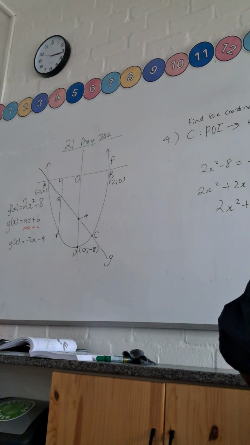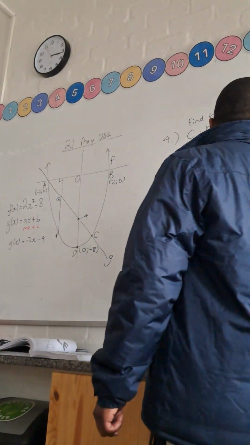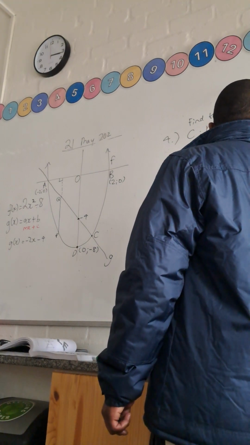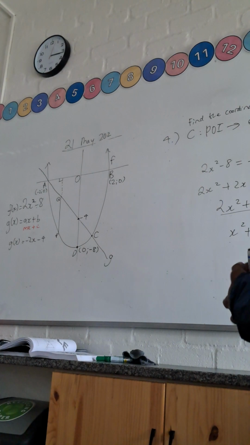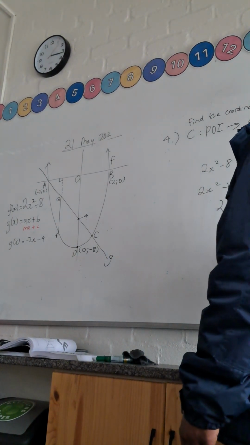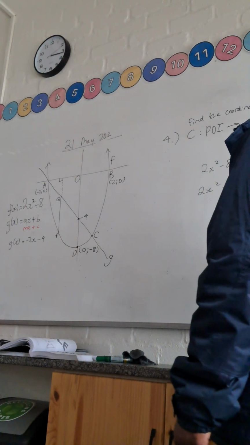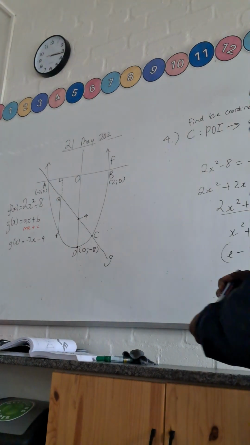Wait, there's a simpler way of doing this. I take out the 2. Exactly. Divide the whole thing by 2 because that's the highest common factor. I'm going to divide both sides by 2. I get x squared plus x minus 2 equals 0. Now it becomes a grade 9 trinomial. x minus 1, x plus 2. And then it's going to be plus 2 minus 1.